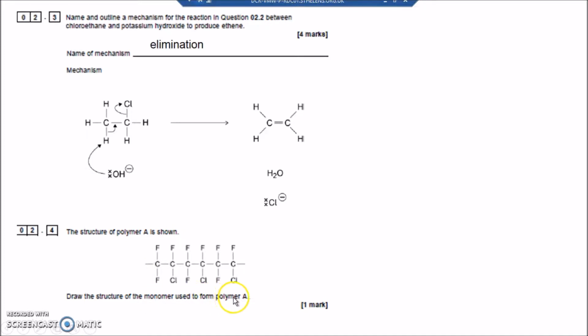to form polymer A. Well, I've got a backbone of carbon atoms here. So the backbone of carbon atoms means it's been addition. It's an addition polymer. It's formed from addition of unsaturated monomers, so short chain molecules with a double bond. And you've got to find the repeating unit.